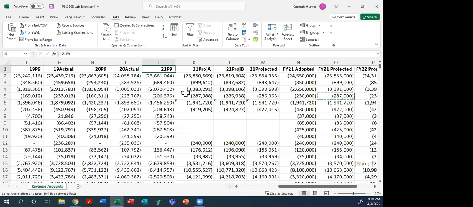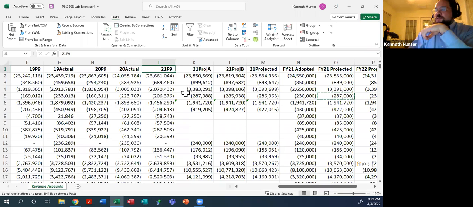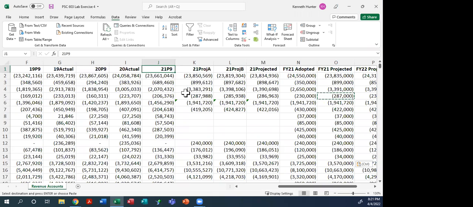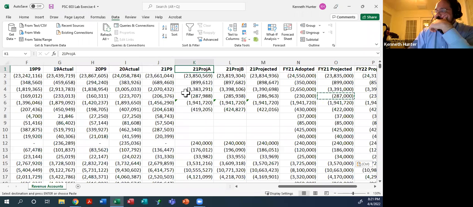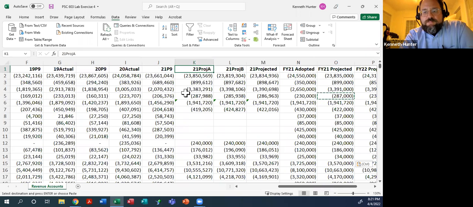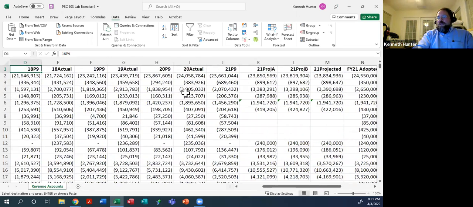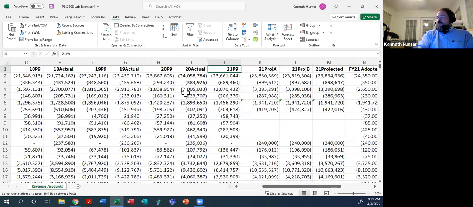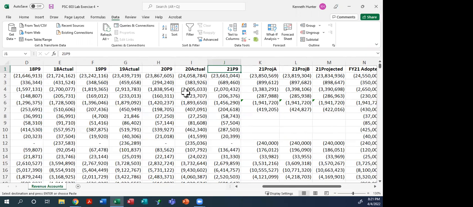So the P stands for projected at 9 months. I guess, no, P stands for period 9 months. Oh, okay. But is it a projection or is it like the actual at that point? The actual at that point. Oh, okay. Yeah, columns D through J are all actual information. Okay, gotcha. Thanks.